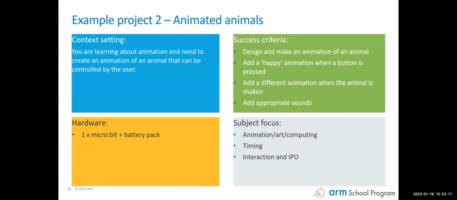So the context is you're learning about animation, and we're going to create an animation of an animal that can be controlled by the user. So nice and simple. So you could tag this onto learning if you're looking at geography or biology, looking at habitats or anything like that. So this is where this cross-curricular element comes in, or you may look at it from the art and computing element and go, no, we're going to look at specifically what animation is and how do we make animations.